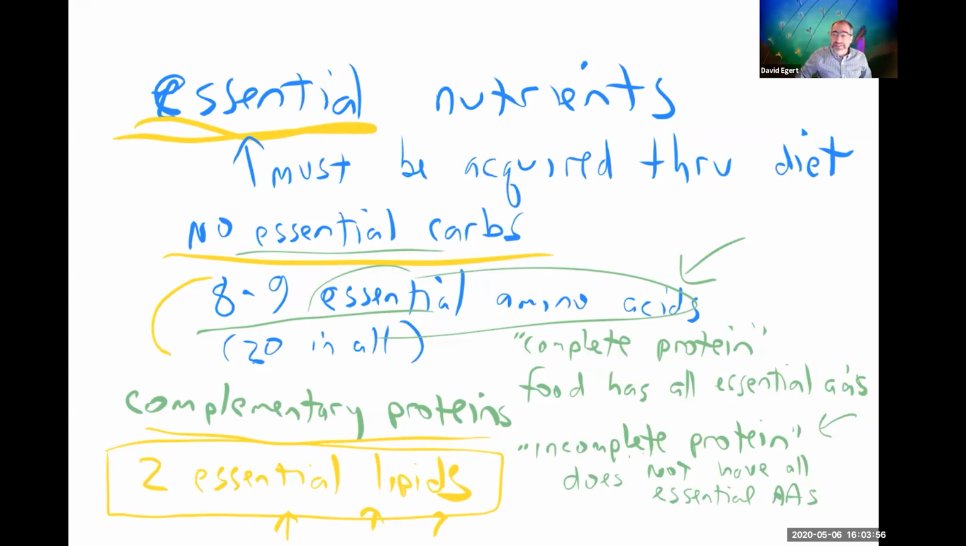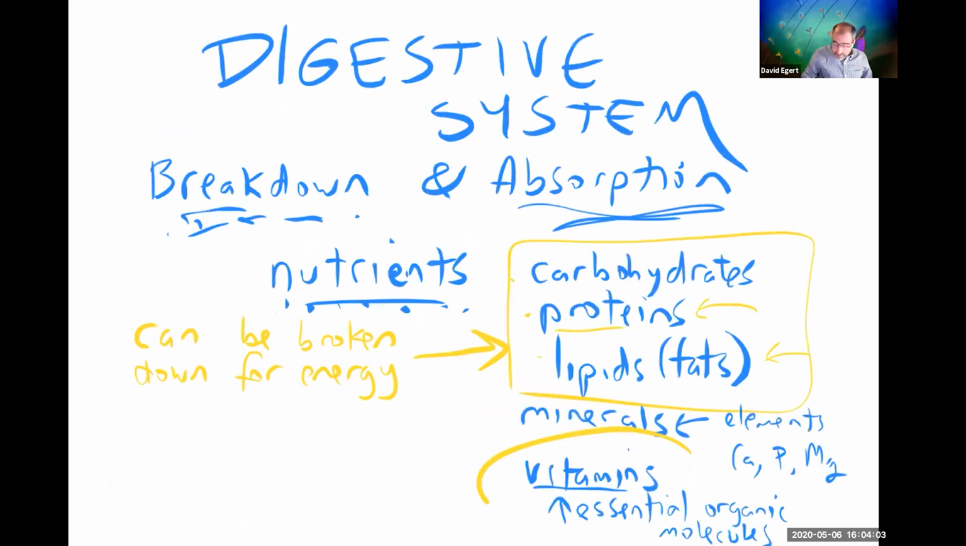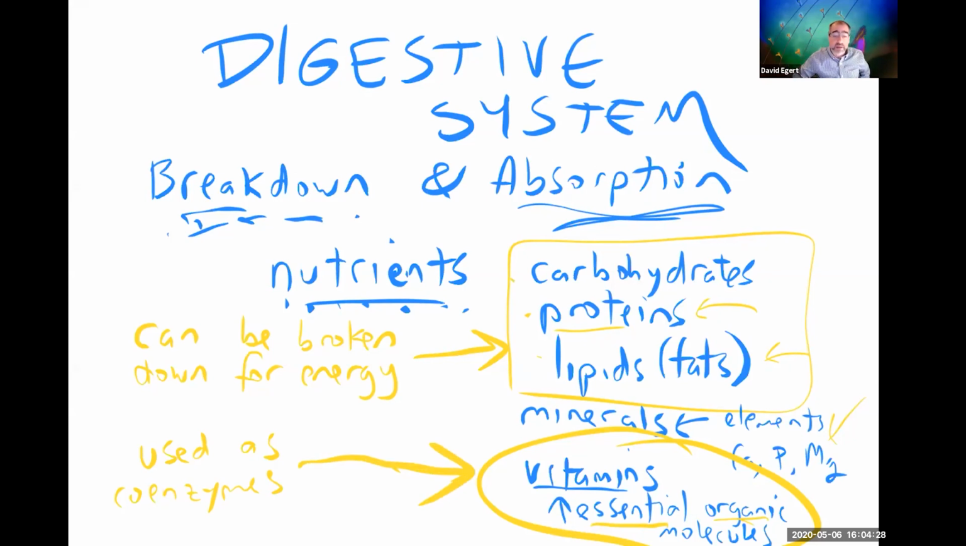And then this takes us back to vitamins. A long way back to vitamins. Vitamins are essential organic molecules. So essential meaning you need to get them from your diet. Organic molecules meaning they're not like these elements. They're carbon-containing molecules. And these are usually used as coenzymes. So these are used to help run the metabolic pathways of your body. So these are things that work together with your enzymes to run the metabolic pathways.